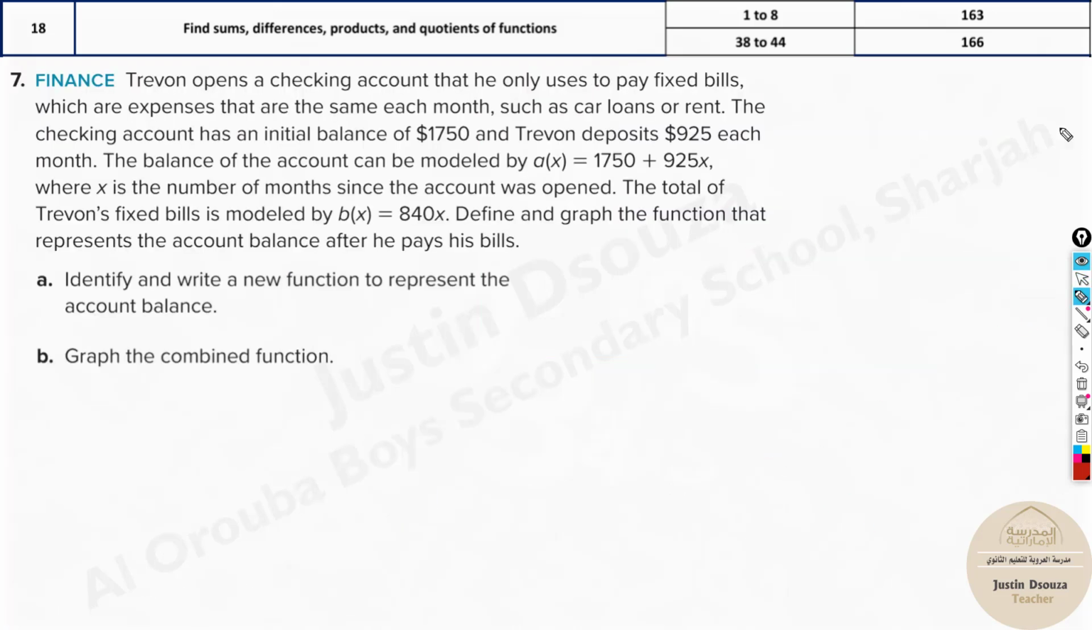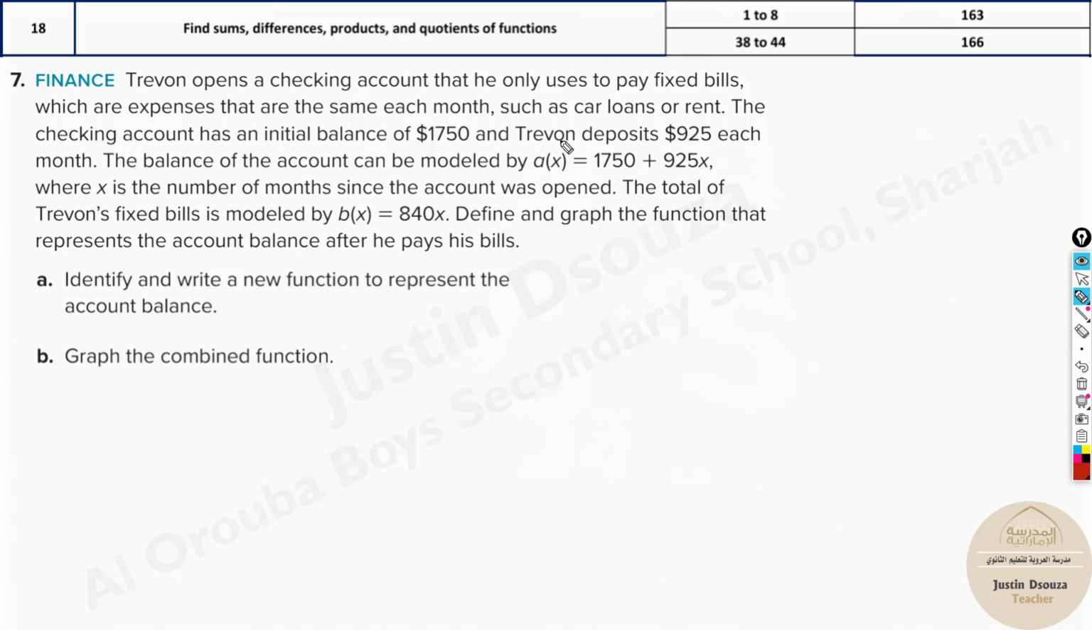Now we have a real world problem. You can try these by yourselves before I start solving it. You can pause the video now, read them, and try solving it. Here, Trevon opens a checking account that he uses only to pay fixed bills, which are expenses that are the same each month, such as car loans or rent. The checking account has an initial balance of $1,750 and Trevon deposits $925 each month. The balance of that account can be modeled by A of x, that is 1750 plus 925x.